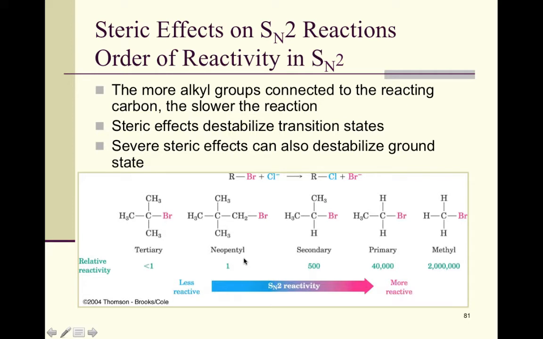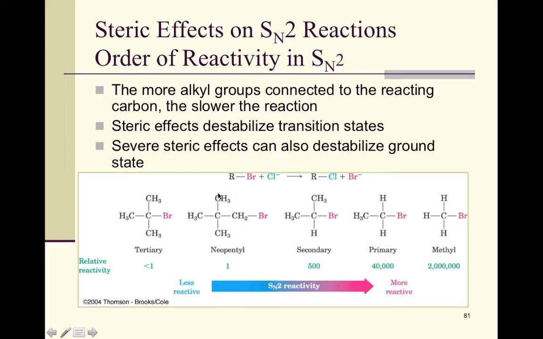Looking at this reactivity relative to each other, neopentyl, they're counting that as their baseline, their number one. So for every one of these that react, we have less than one of the tertiary reacting. So the neopentyl, take a look at this group here.